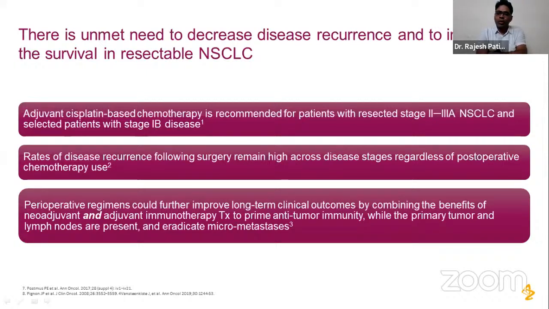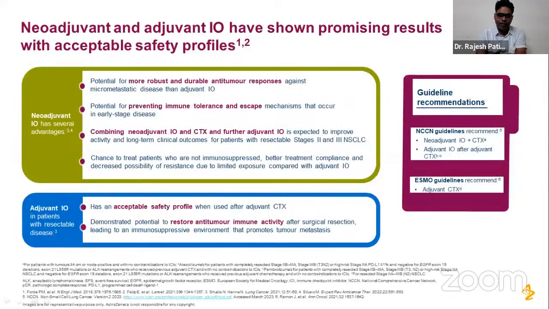For 3 to 4 decades, the only standard of care was adjuvant chemotherapy in high-risk patients, that is cisplatin-based chemotherapy. Initially, based on the LACE meta-analysis, we used to give vinorelbine cisplatin or paclitaxel cisplatin. But now, if the patient has adenocarcinoma, pemetrexed cisplatin can also be given. But for a long time, chemotherapy was the only standard of care in the adjuvant setting.